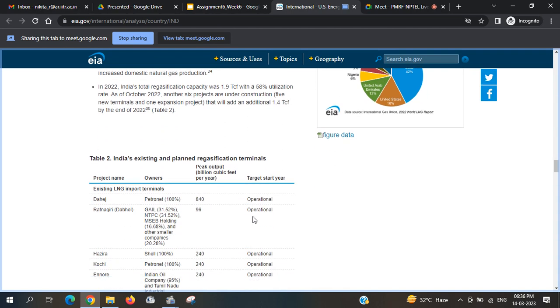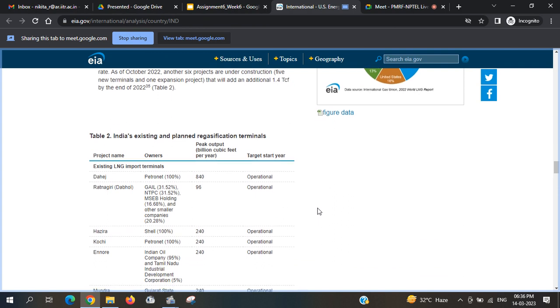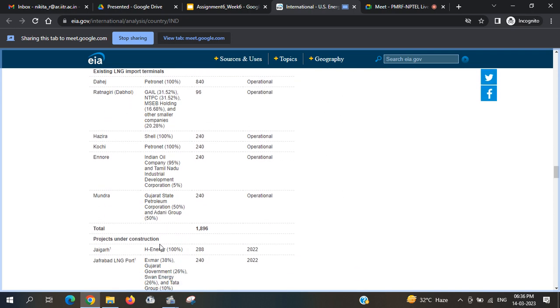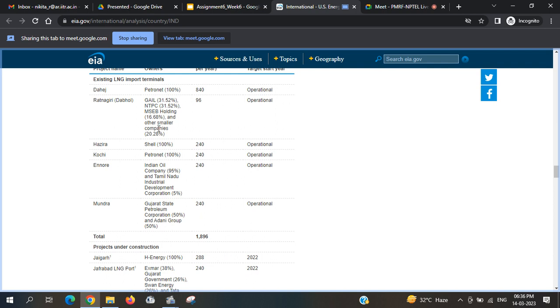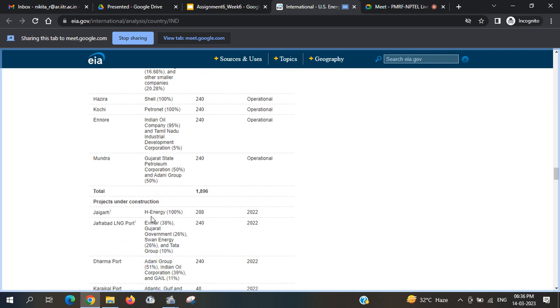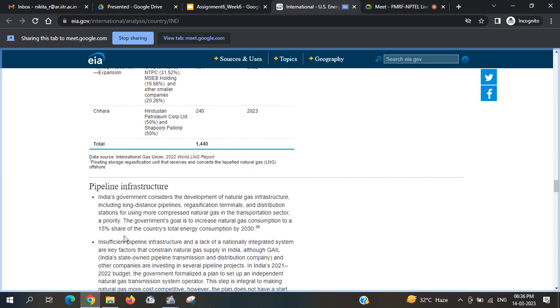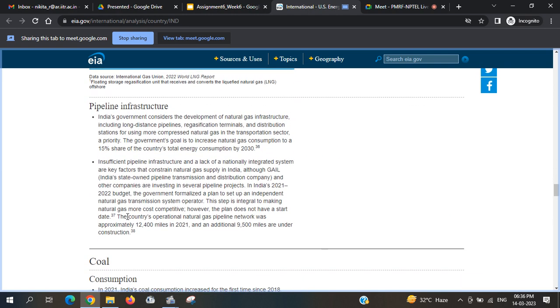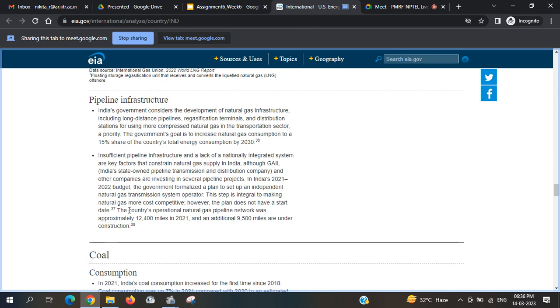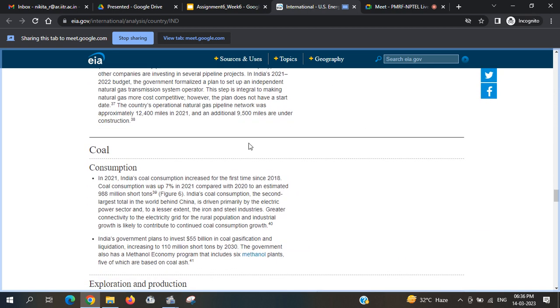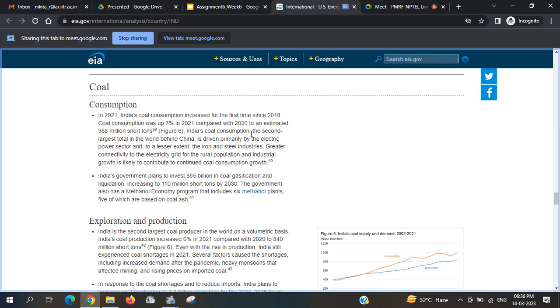Then India has also planned for regasification of several terminals, and even making new gas terminals. So these are the existing LNG import terminals, and then these are the ones which are under construction. Then there are plans for augmentation of pipeline infrastructure as well. So details about that also have been provided in this report.